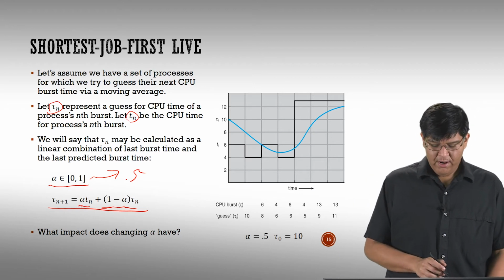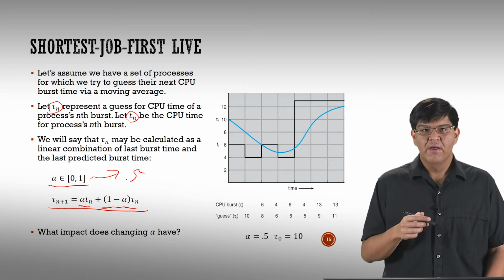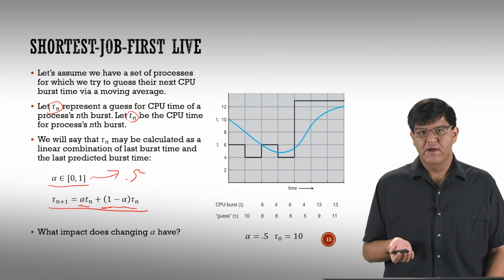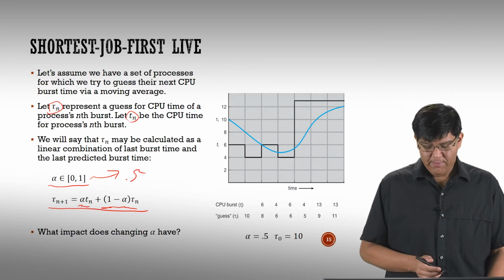So with my tau sub n, what I'm saying is that my estimate is half of what I last saw, 0.5 times t sub n, plus half of what I guessed last time. That's basically the way my formula is set up.